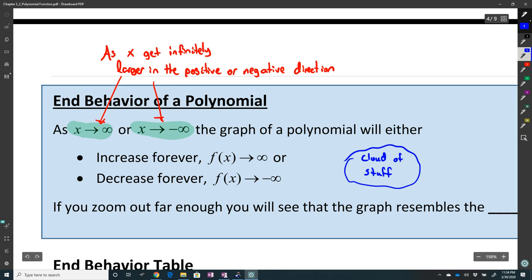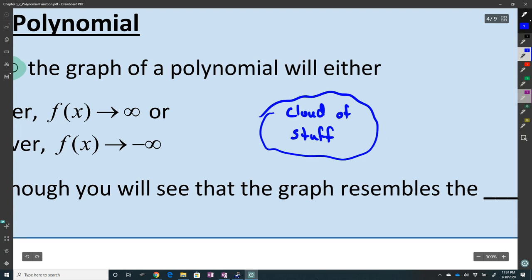Okay, so imagine I have a cloud of stuff. The cloud of stuff is where you have all your x-intercepts, all your y-intercepts, all your peaks, all your values, all that cool, interesting stuff that polynomials do. After you're done with all that, the graph kind of doesn't become interesting anymore.